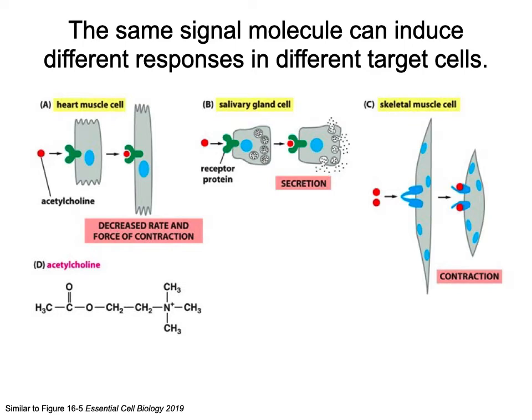If acetylcholine binds to a salivary gland, it's going to cause the secretion of saliva and enzymes. And if it binds to skeletal muscle, it's going to bind to those ion channels so that they open, allowing for flux of ions like sodium, so that we would get contraction. Again, each target cell can have a different response.